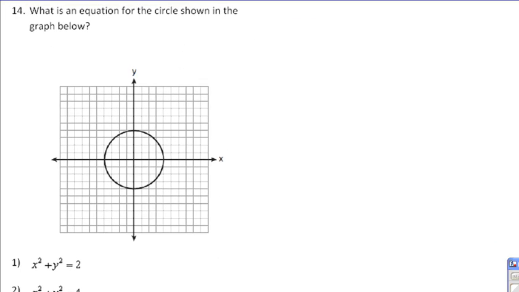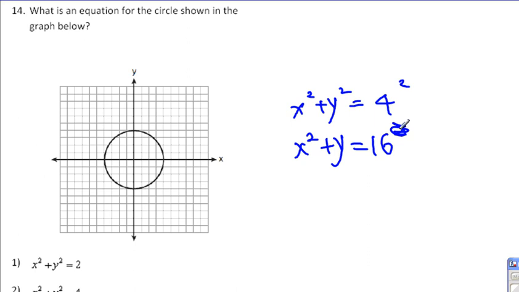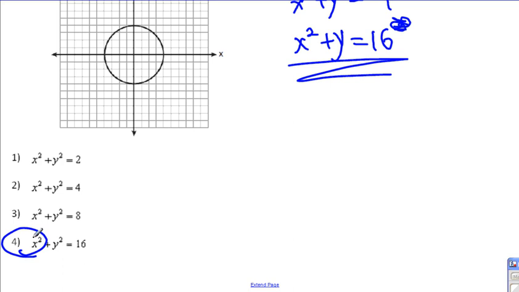Equation of the circle, since the center is at the origin, we will have x squared plus y squared, but the radius is 1, 2, 3, 4. So equals what? 4 squared. In other words, x squared plus y squared equals 16. That becomes our answer. Choice number 4.